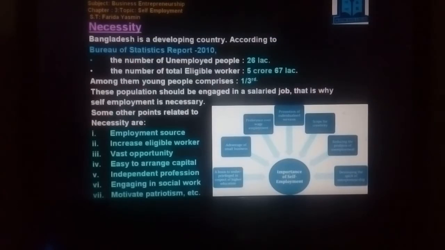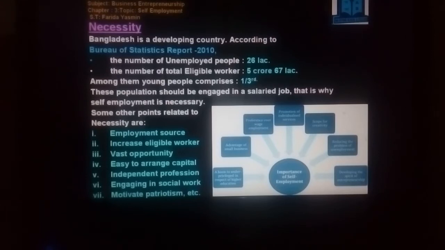Now let's start our next topic, that is necessity of self-employment. Bangladesh is a developing country. According to Bureau of Statistics Report 2010, the number of unemployed people is 26 lakh, the number of total eligible workers is 5 crore 67 lakh, among them young people comprise 1/3. This population should be engaged in a salaried job. That is why self-employment is necessary.